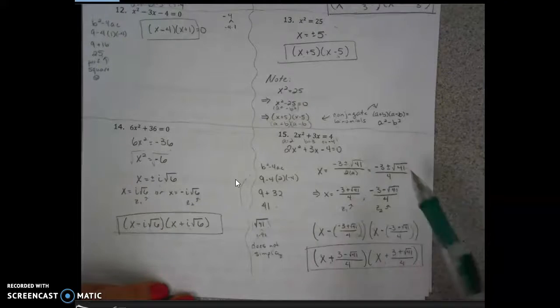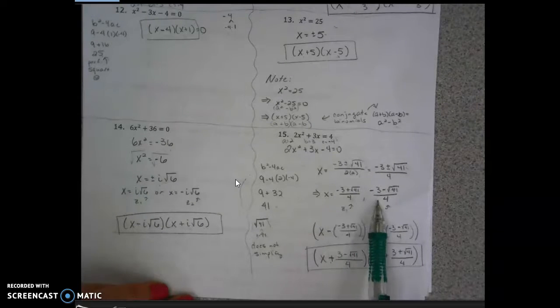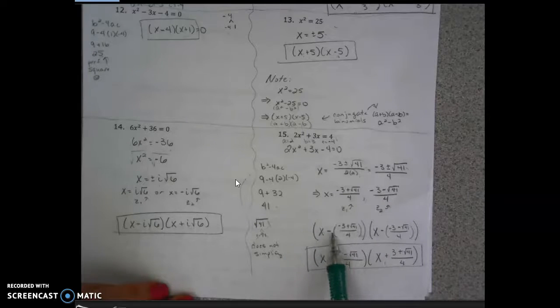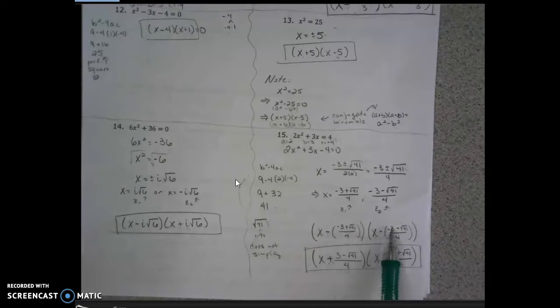This one, when you simplify it down, your zeros are negative 3 plus root 41 over 4 and negative 3 minus root 41 over 4. This time when you distribute the negative through the fraction, this negative distributed to the negative 3 is going to flip it to a positive. Negative to negative 3 to a positive. You also have to distribute the negative to the second term in the numerator. Second term.